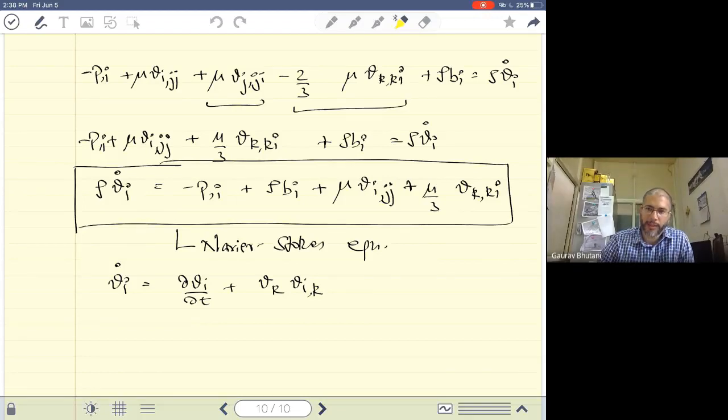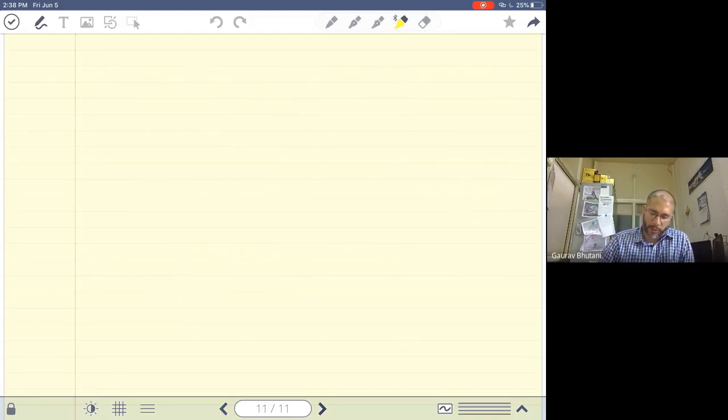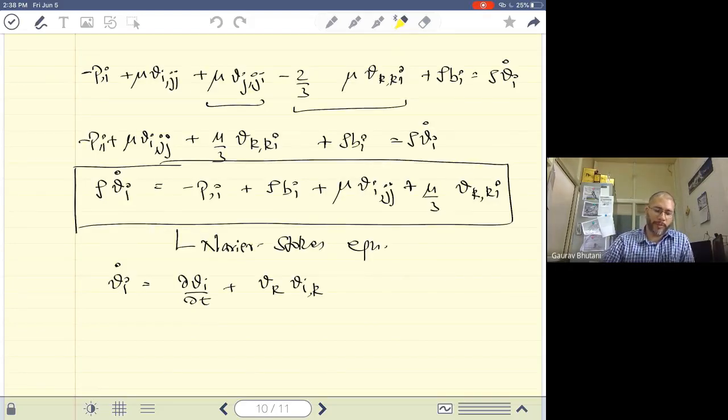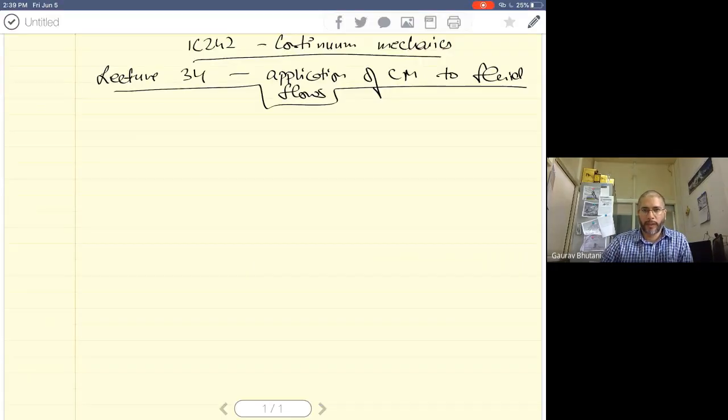So under the effect of external stress field and body forces, we have to calculate the evolution of our pressure and velocity fields. So that typically is what the use of continuum mechanics is. So in today's lecture, I will show you the application of these equations that we have developed in the previous lecture. We will solve them for a particular situation and show that we can indeed obtain the pressure and velocity field using these equations that we have developed.